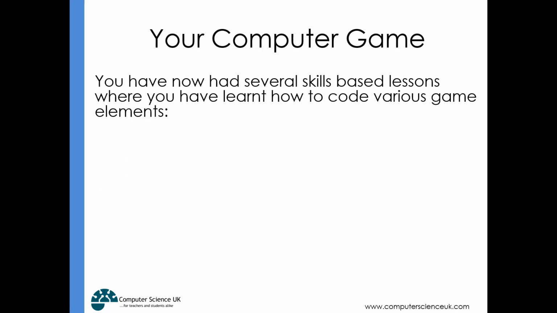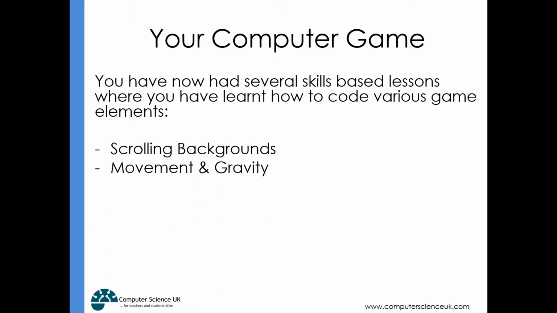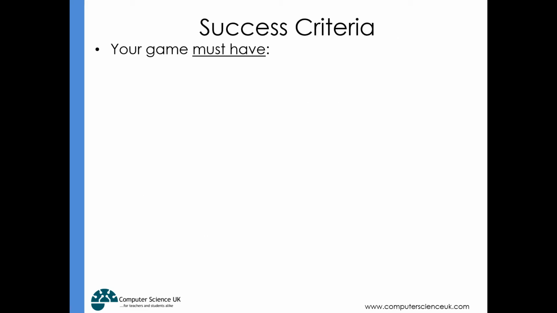So, like I said before, you've had several skills-based lessons. You've learned how to produce scrolling backgrounds, how to program movement and gravity, how to produce scoring systems and shooters and shooting baddies. And you've programmed levels as well. So you've learned all of these programming skills. So what we've got to do, like I said before, is you've got to put it all together. It's time to design our very own computer game.